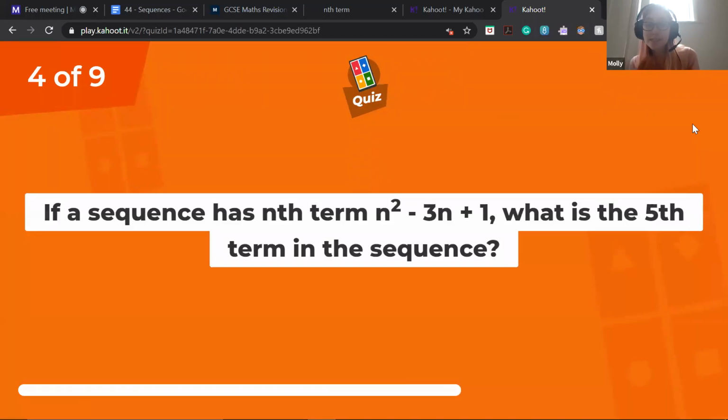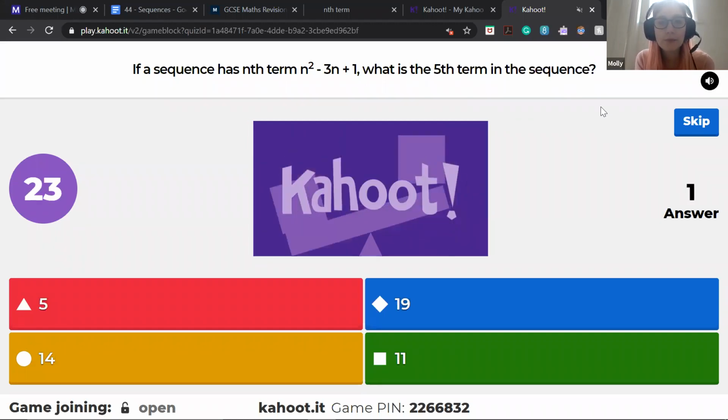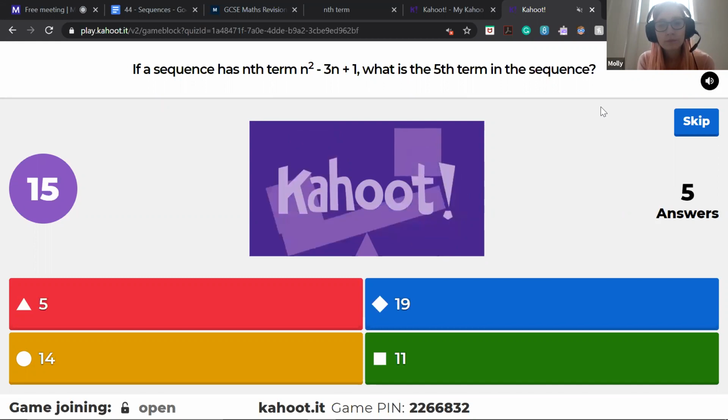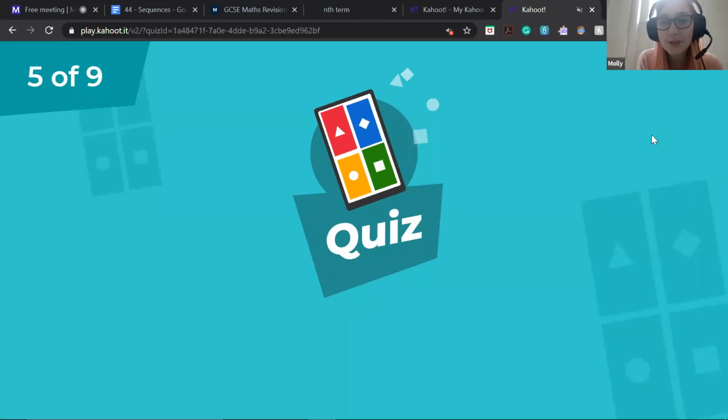Okay, so now if a sequence has that nth term, what's the 5th term? Think about what you need to substitute. So n squared minus 3n plus 1. Brilliant, really, really well done. So you just substitute 5 into that. Let's see what you get.